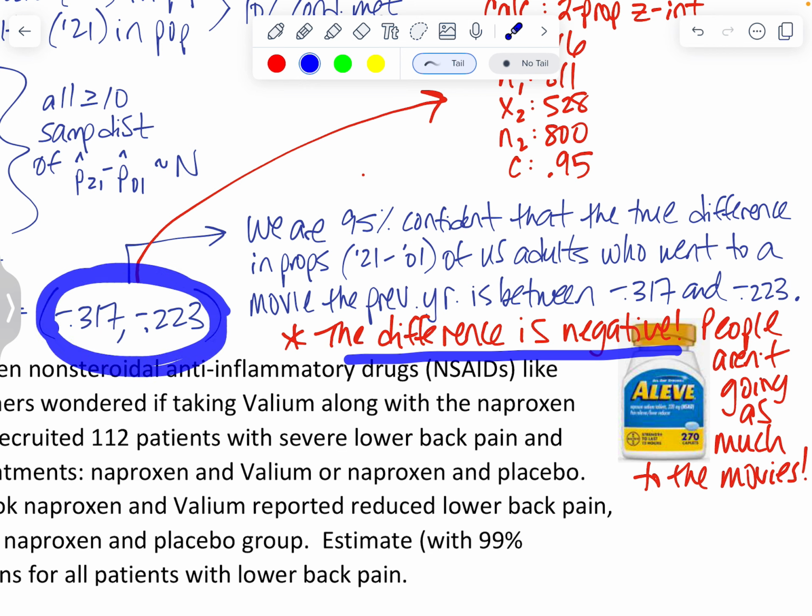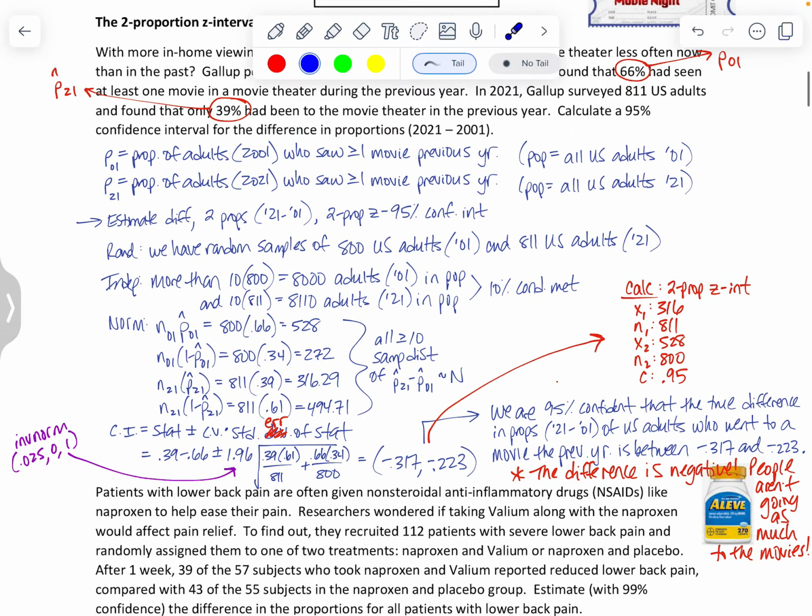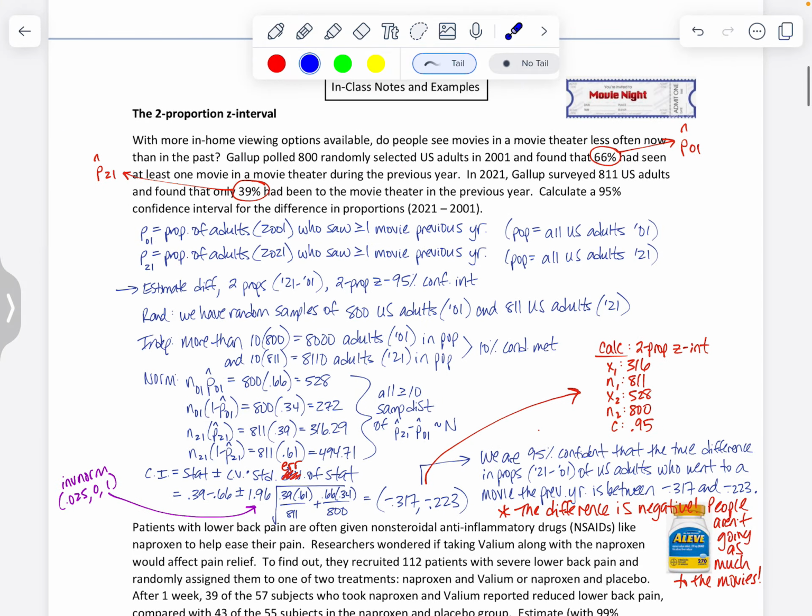This entire interval is negative. That tells us, read what I have in red here. People aren't going to the movies as much. Our interval was conclusive. 0 is not in here. That means that I don't think that there is no difference, if you can understand that. That means I am estimating that the difference is negative. And when I subtract in this direction, that means that people went to the movies a lot more in 2001 than they did in 2021. Mic drop, end of story. Okay? That is, in a nutshell, how to do a 2-prop z int.